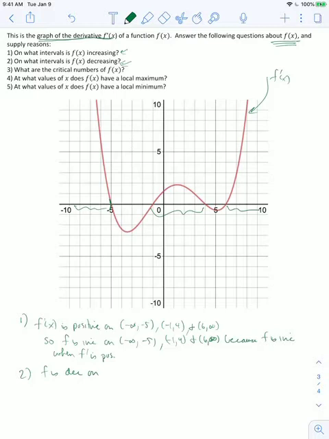I'm going to be a little bit more direct in my answers this time. So f is decreasing on -5 to -1, from here to here, and from 4 to 6, here to here, because f is decreasing when f prime is negative. And that's exactly where we see the graph of f prime being negative. It's below the x-axis between -5 and -1, and then just briefly between 4 and 6.